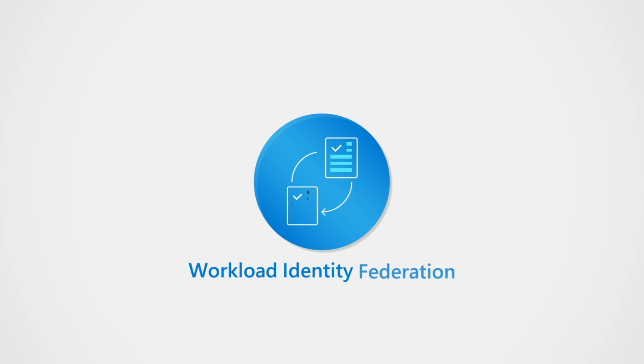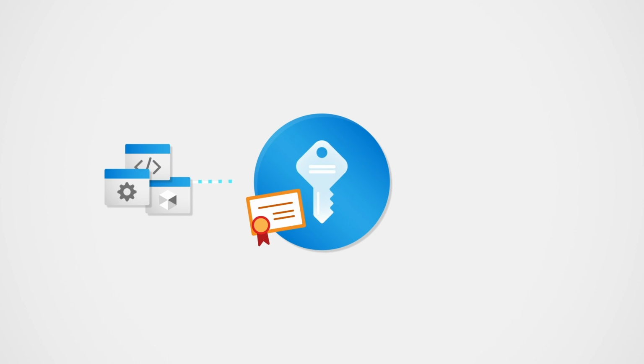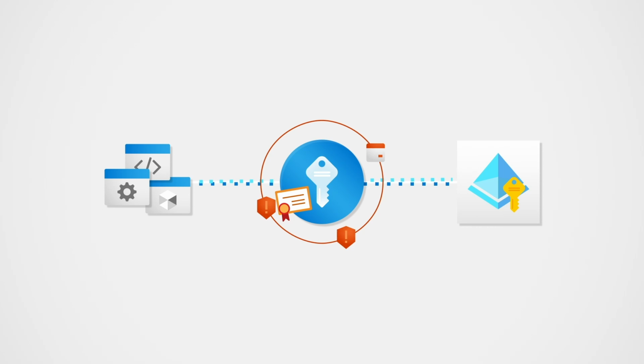Why use workload identity federation? Typically, an application, service, or script running outside of Azure uses a secret or certificate to access protected resources in Azure, Microsoft Graph, or Microsoft 365. Secrets and certificates pose a security risk and can also expire, which leads to service downtime. Managing secrets properly is hard and takes developers away from their real work, building products.